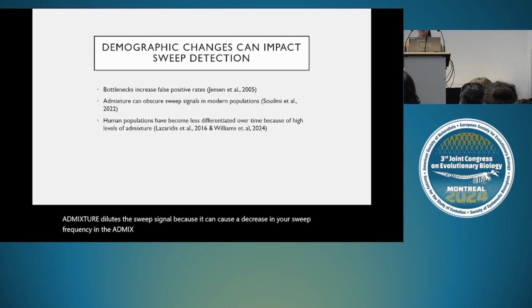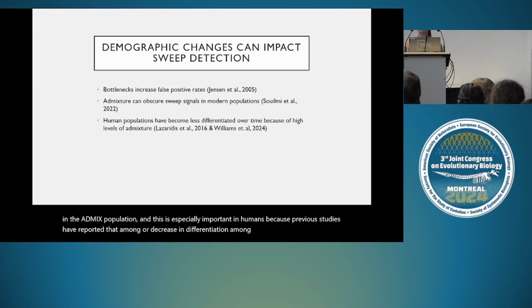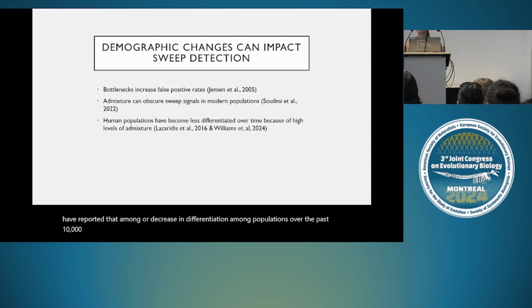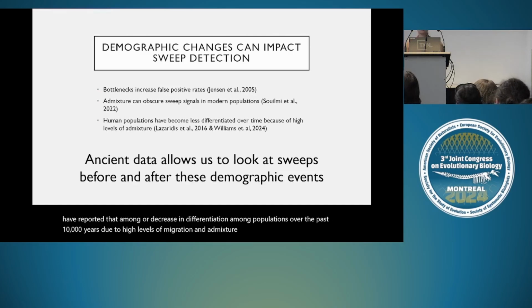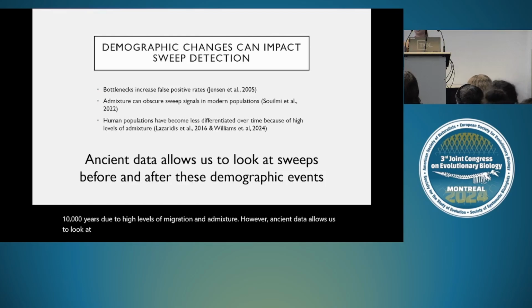And this is especially important in humans because previous studies have reported a decrease in differentiation among populations over the past 10,000 years due to high levels of migration and admixture. However, ancient data allows us to look at sweeps before and after these demographic events, ameliorating a lot of these issues.